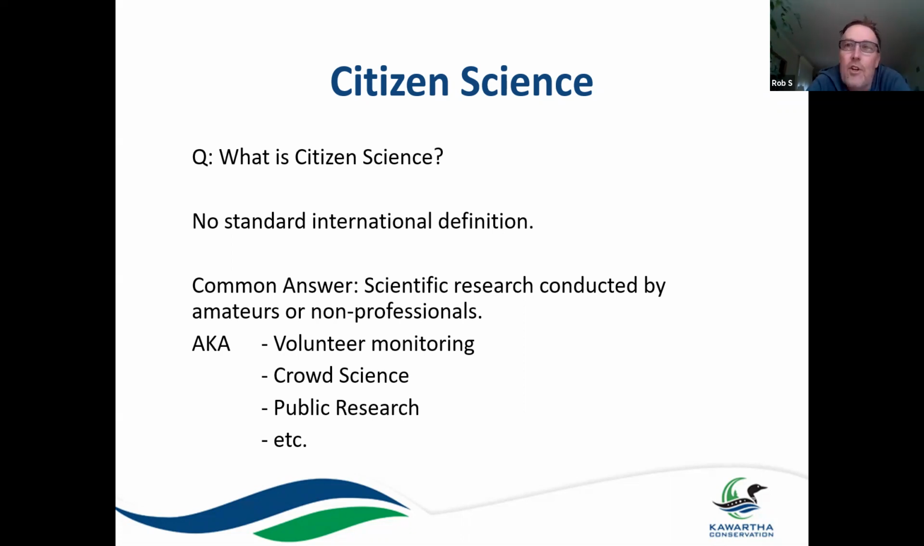We've all heard different terms for citizen science. I think a more common one is volunteer monitoring. Crowd science is out there, public research, volunteering in general. So there's probably dozens of different terms that we've heard that are basically the same thing as citizen science.